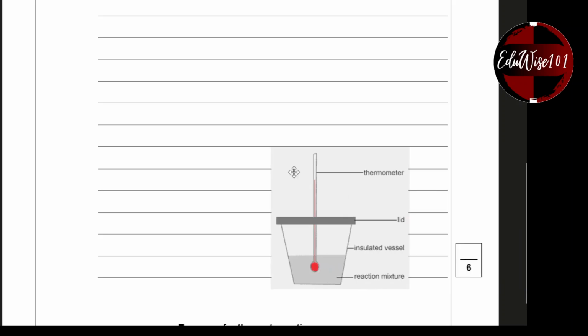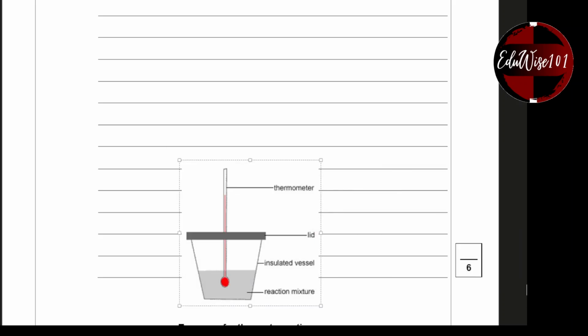If I was to set it up, let me show you a quick simple diagram of how I would actually set it up. I would have a thermometer poking through the lid. The lid is to ensure that the heat doesn't escape. We can use a polystyrene cup and we can add the acid and the metal. Better if it's a powder, right?